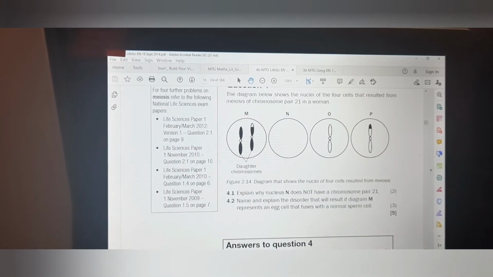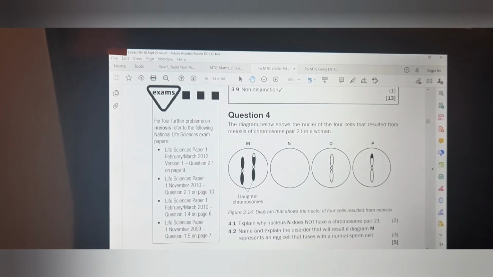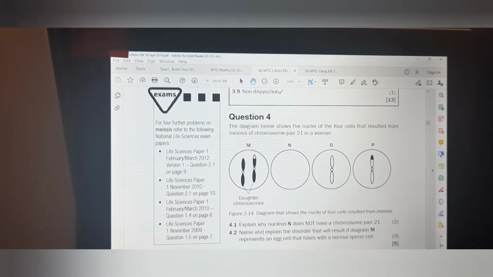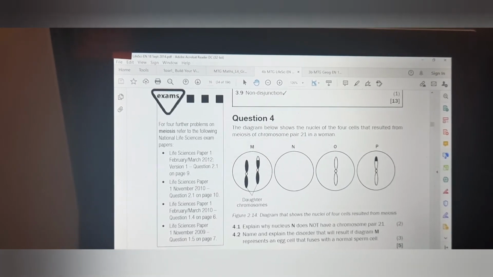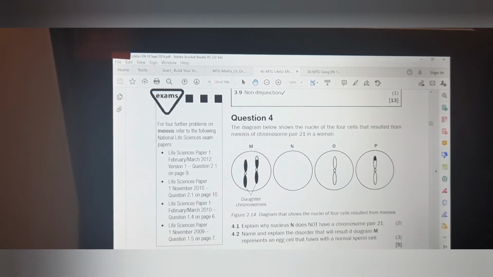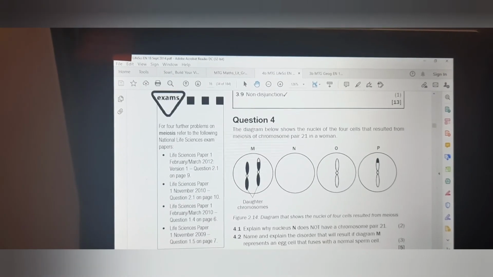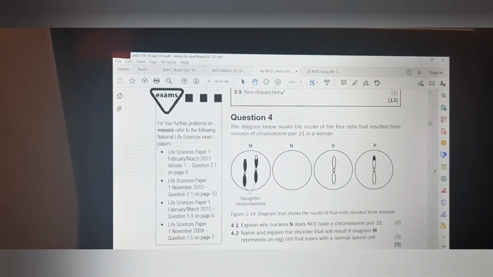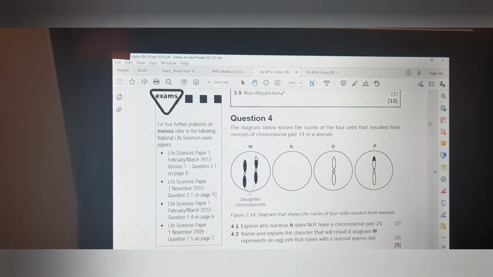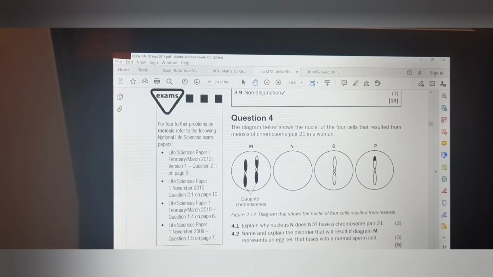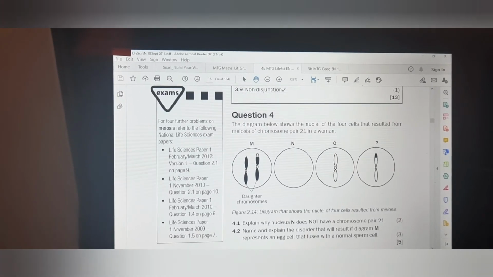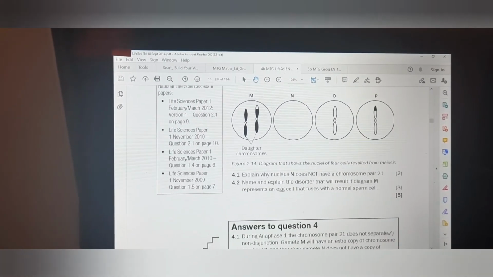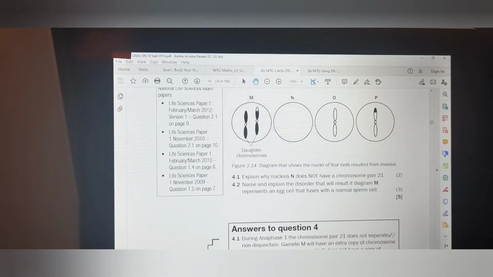So let's go to this one. Question 4. The diagram below shows the nuclei of the 4 cells that resulted from meiosis of chromosome pair 21 in a woman. So we know that is a human cell. Now, explain why nucleus N does not have a chromosome pair number 21. During anaphase 1, that's the answer.